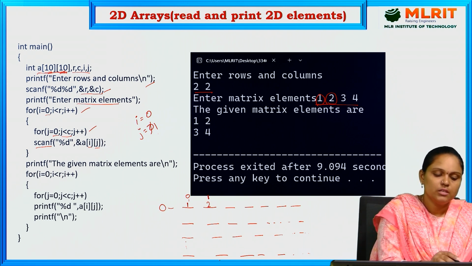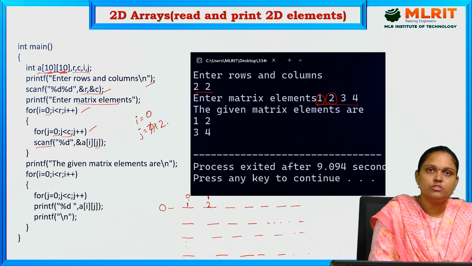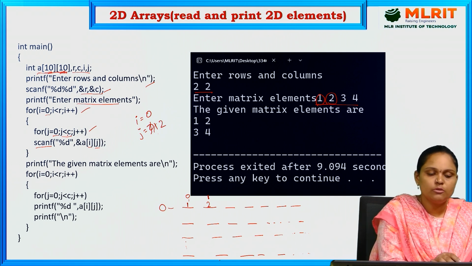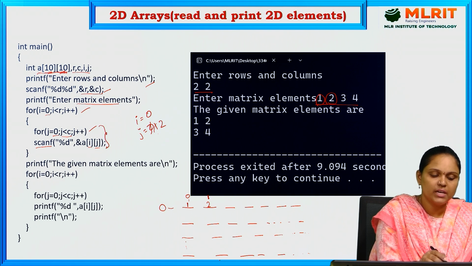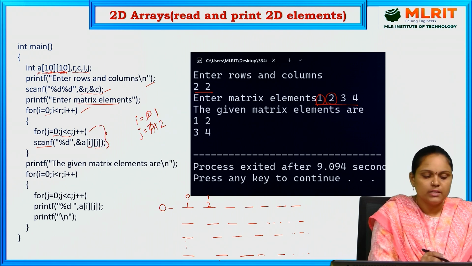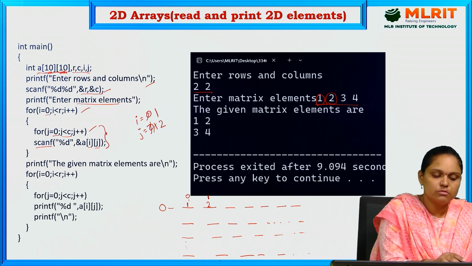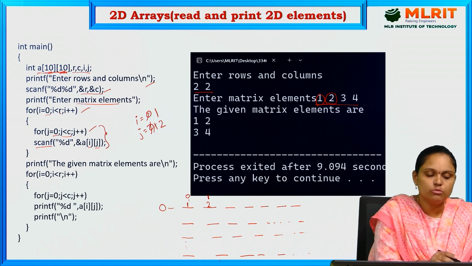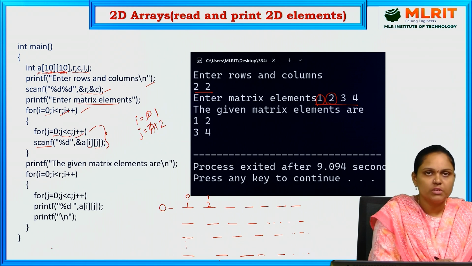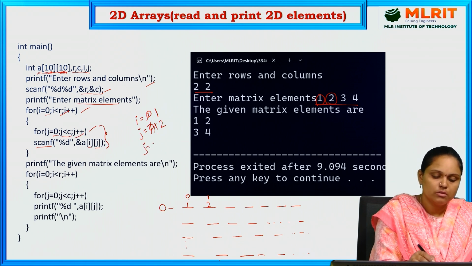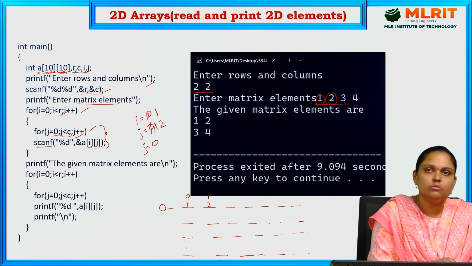And next j will be incremented, j will be equal to 2. So 2 less than 2, the condition is false. So we are coming out of this inner for loop and next the i value will get incremented, i will be equal to 1. And now if i is equal to 1 and 1 less than 2, the condition is true. Then we are checking the inner for loop condition. Now j is equal to 0 and 0 less than 2, yes, the condition is true.